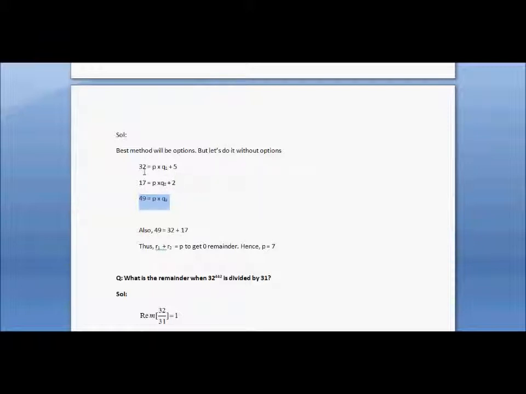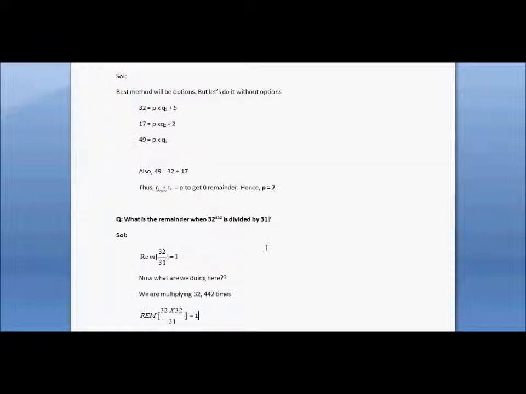If we just observe, we see that 49 is nothing but the sum of 32 and 17, right? So if we add these two, we would get 49. And there is 0 remainder, which means r1 plus r2 has to be equal to p, as we studied earlier, so that it gives 0 remainder. Hence p is equal to 7. This is how we would proceed for these questions and solve them.